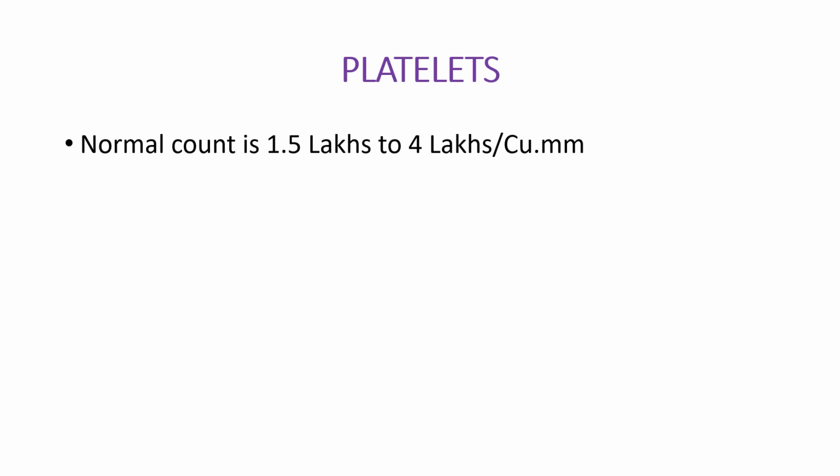So lastly, about the platelets. We just see the normal count, and the normal count is about 1.5 lakhs to 4 lakhs. When we write about platelets in our report, we write whether they are adequate or not. If they are anywhere from 1.5 to 4 lakhs, we write them as adequate. But if they are less than that, we call it thrombocytopenia.